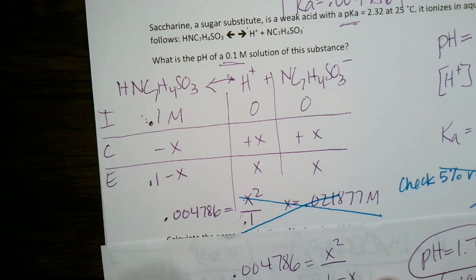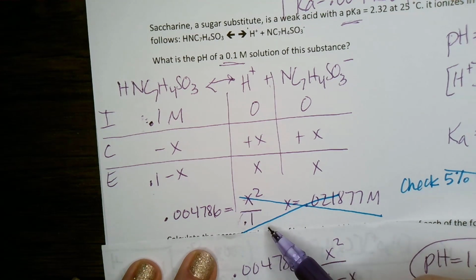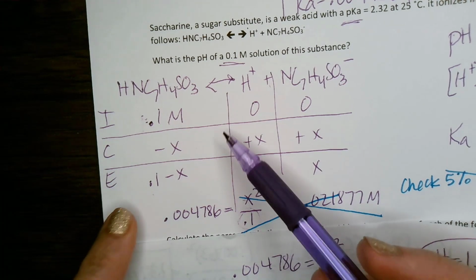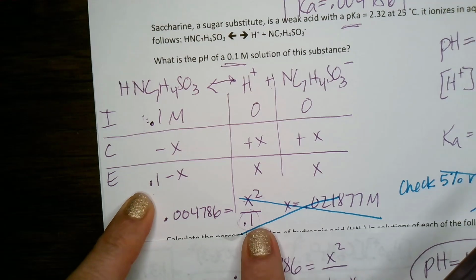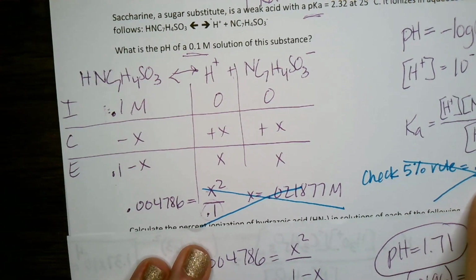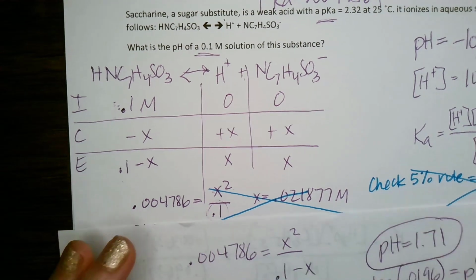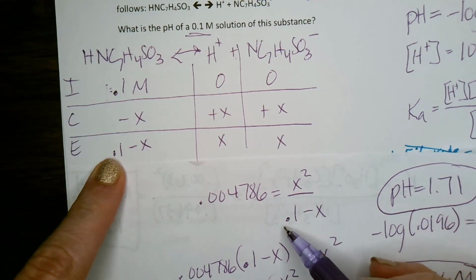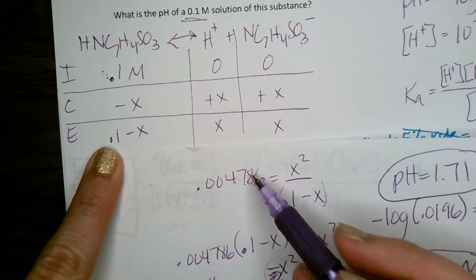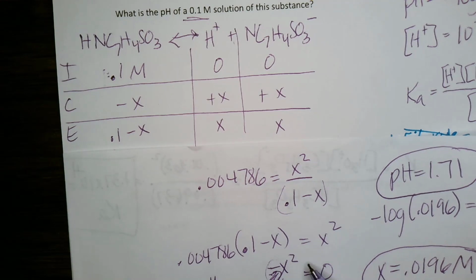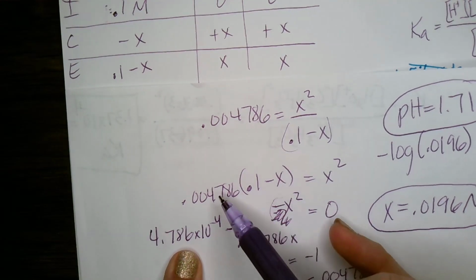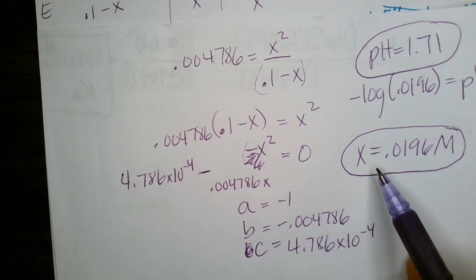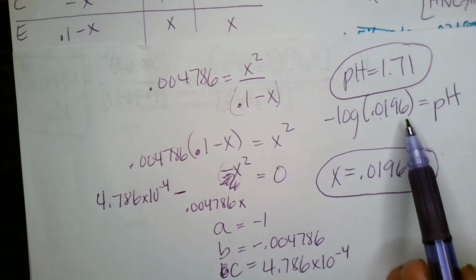Well, we tried to save ourselves some work by assuming that we were under the 5%, so we could just use our initial concentration, assuming that there was very little of our original lost. But when we tried to do that, we got over 20%. So had to rule that out. We had to go back to the drawing board and plug in our products, our X times X is X squared, over our reactant 0.1 minus X. We had to cross multiply. We had to get everything on one side so that we could use our quadratic equation. So we had to distribute this and subtract X squared to get our A, B, and C. We found the X that worked. We took the negative log of it to find its pH.